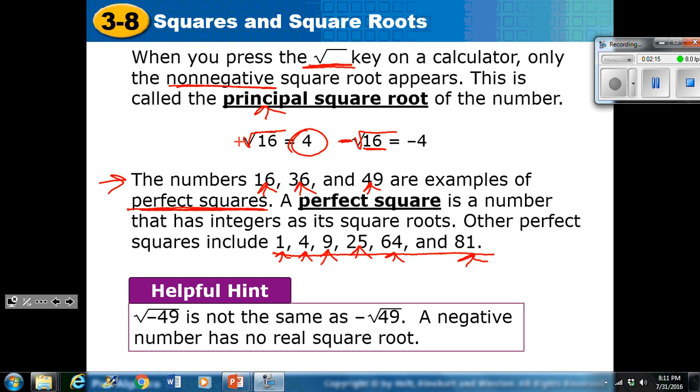A little helpful hint here, the square root of negative 49 is not the same as negative, or the opposite, of the square root of 49. A negative number has no real square root. So if you have something under the radical, this is called the radical, that simplifies to a negative number, there is no answer, there is no square root to that. When you get into higher math classes, you'll learn about how to deal with that.